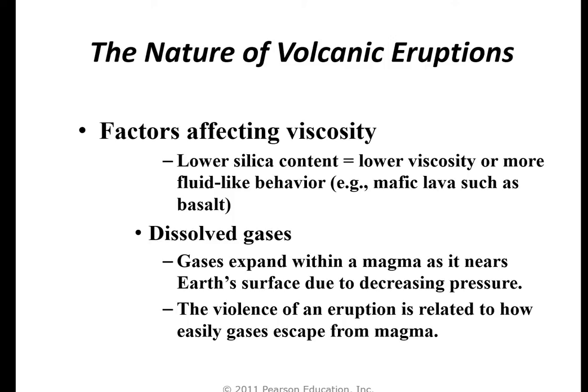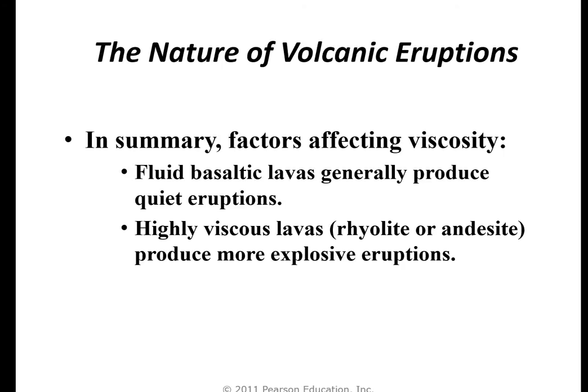And then there's dissolved gases, which includes gases expanding within a magma as it nears the Earth's surface due to the decreasing pressure. The violence of an eruption is related to how easily gases escape from the magma. So to summarize, fluid basaltic lavas, like you see with the volcanoes, generally produce quiet eruptions. There's a volcano in Hawaii that's been erupting for over 20 years now. Highly viscous lavas produce more explosive eruptions because it takes more force to force that lava out.